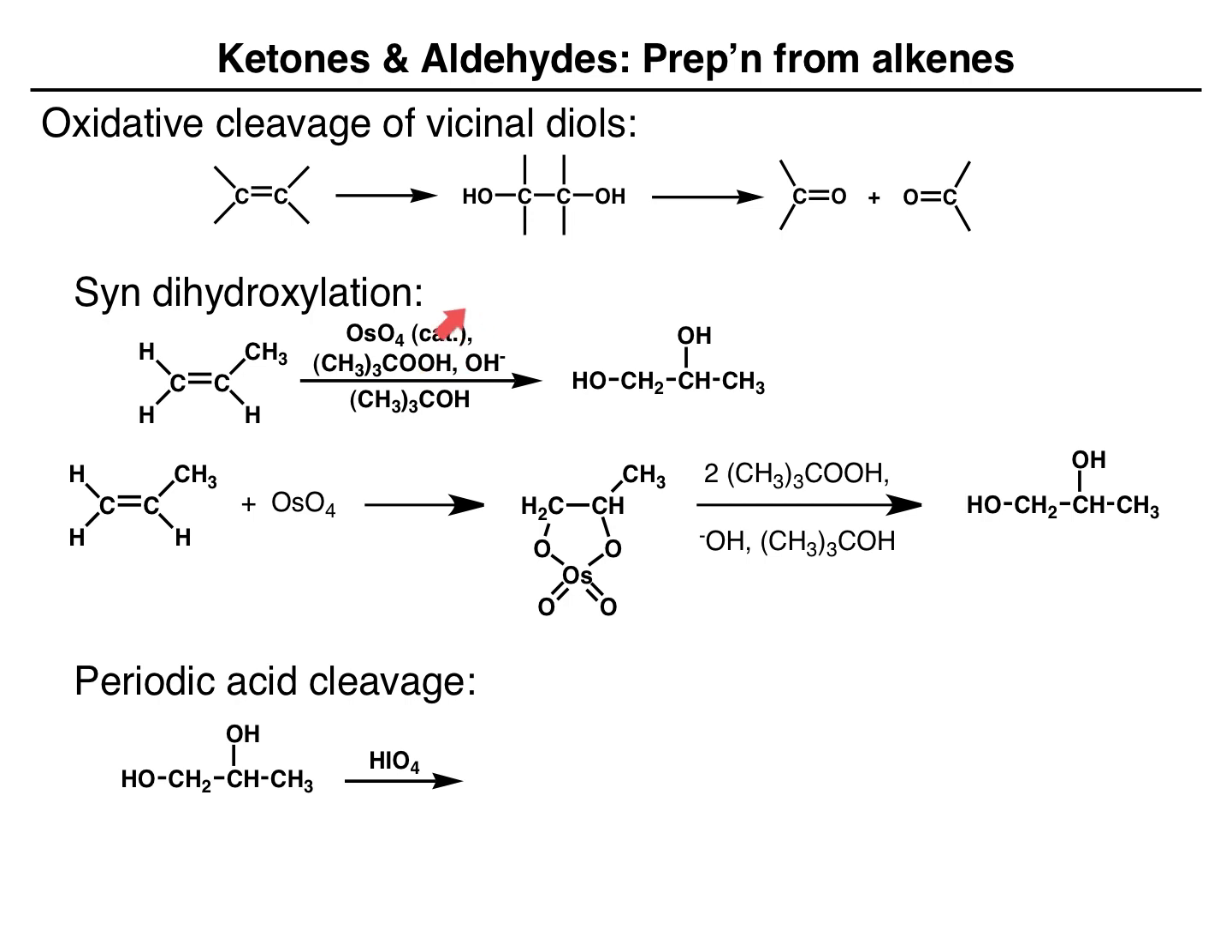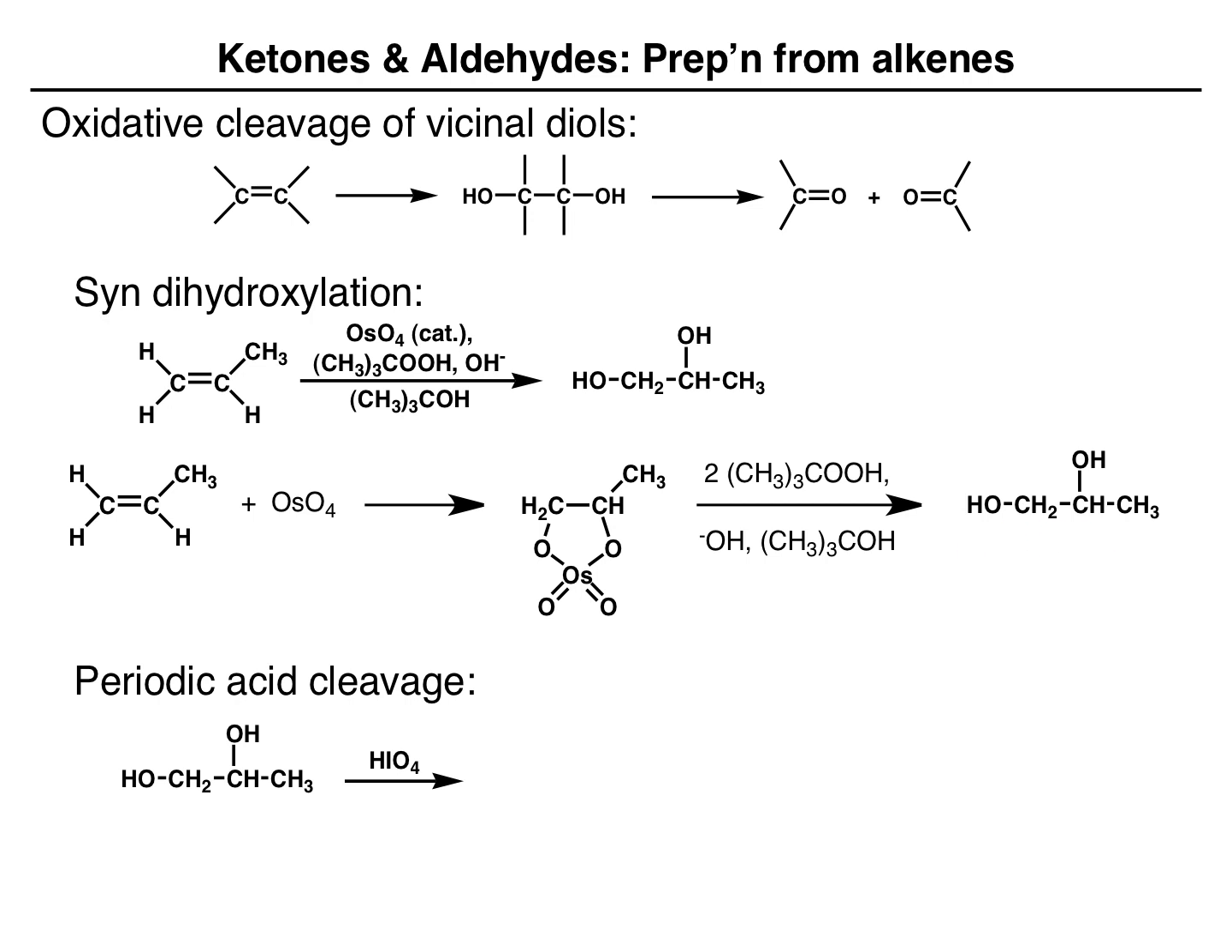So one method is to use osmium tetroxide in the presence of peroxides, such as t-butyl peroxide, and the net result is that OH is added to both carbons of the alkene. This proceeds by syn dihydroxylation because if you focus on this intermediate, we can see that both oxygens are added to the same face of the alkene. And then once this osmium intermediate is formed, the reaction with peroxides leads to this product.